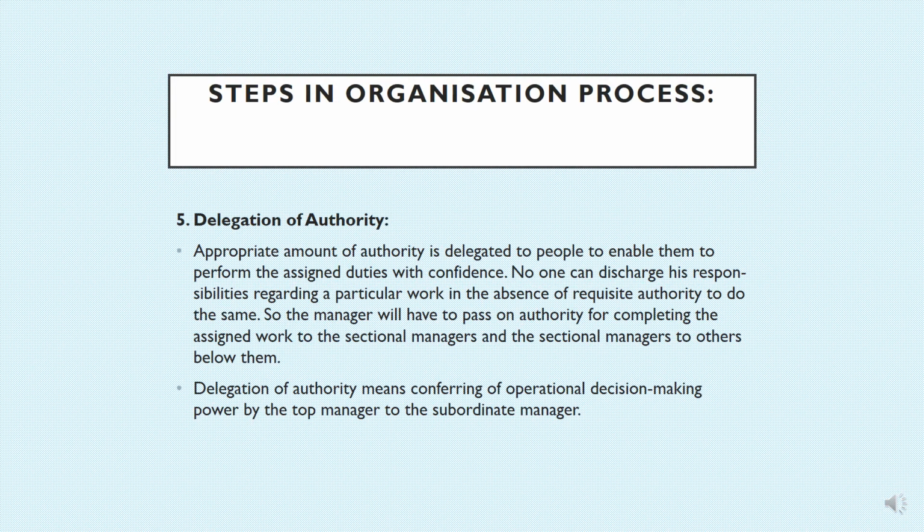Then delegation of authority. An appropriate amount of authority is delegated to people to enable them to perform the assigned duties with confidence. No one can discharge his responsibility regarding a particular work in the absence of requisite authority to do the same. So the manager will have to pass on some authority for completing the assigned work to the sectional managers, and the sectional managers to others below them. Delegation of authority means conferring of operational decision making powers by top managers to the subordinate managers. So, authority also involves operational decision making power.